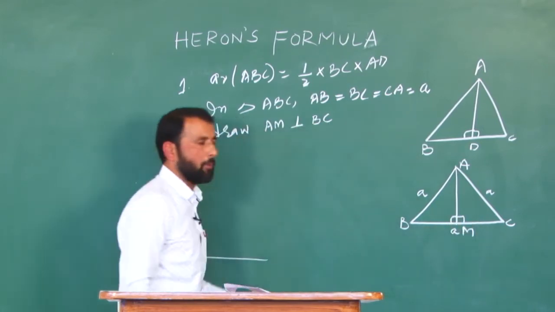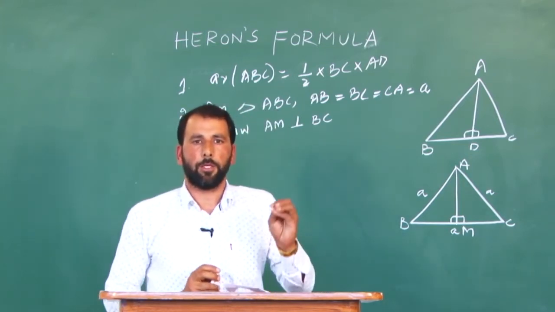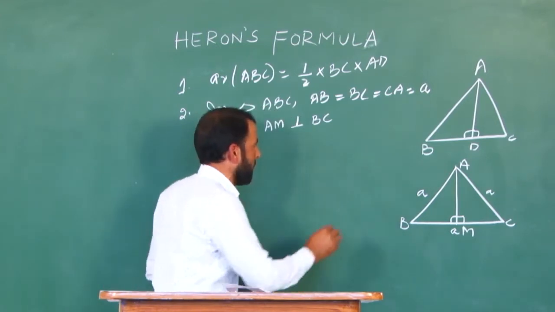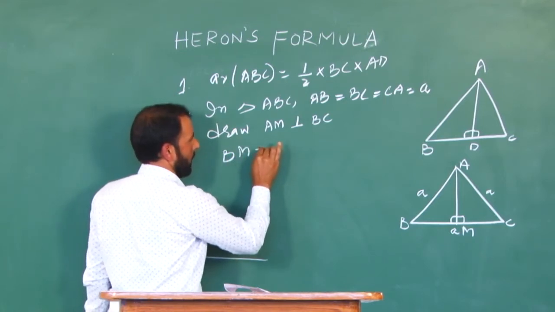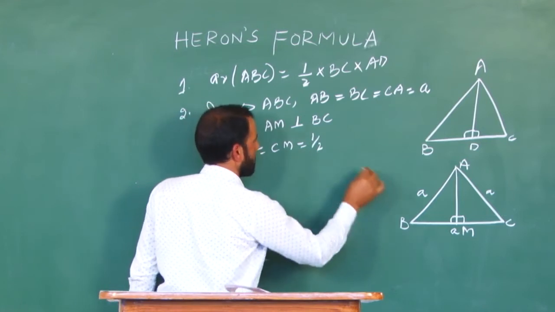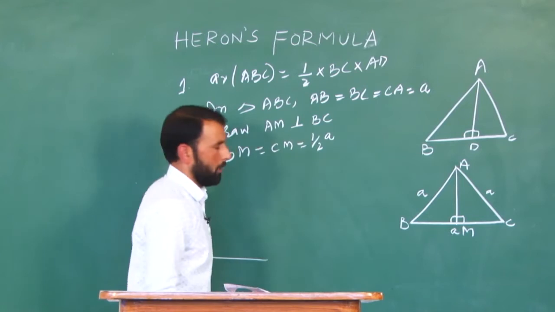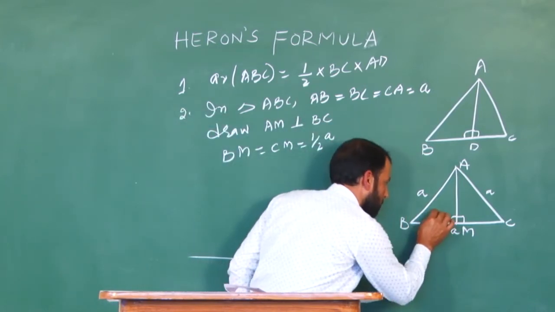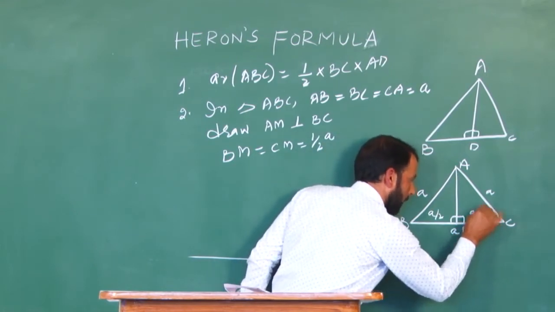And we know that in an equilateral triangle, the altitude divides the base of the equilateral triangle into two equal parts. That means BM is equal to CM is equal to 1/2 of BC, but the length of BC is equal to a. So that means the length of BM is now equal to a by 2. This one is also equal to CM, a divided by 2.